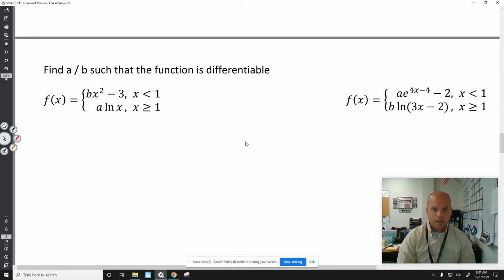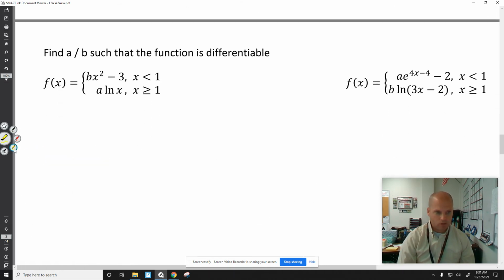Cool. Now, our questions are to make sure the function is differentiable. So not only do I have to do what I just did, which is to make sure the pieces meet up, so make sure they're continuous, but I also have to make sure that there are no sharp points.